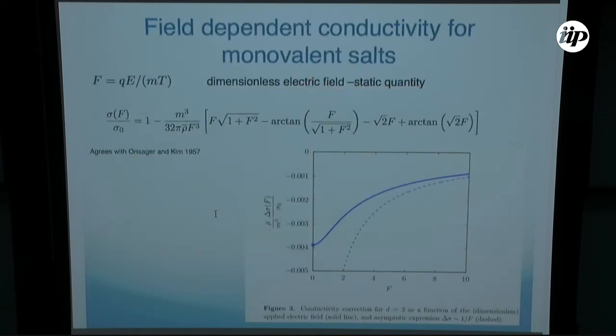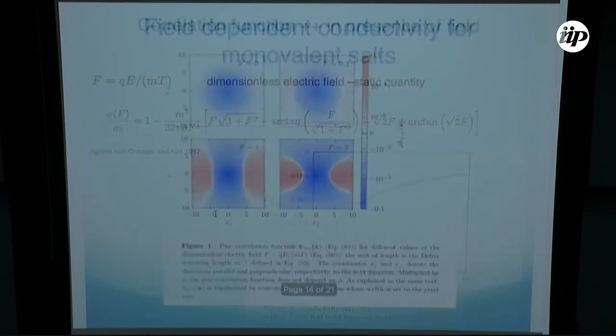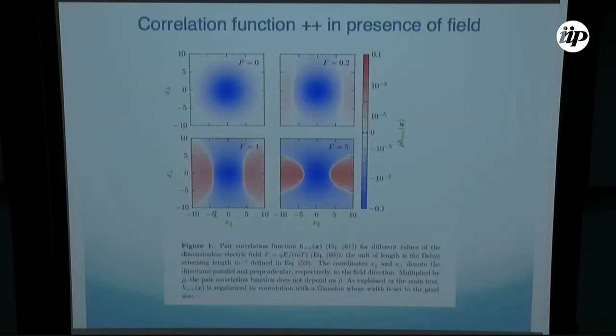Okay, and the thing is, you can do the full outer equilibrium calculation as well. So if you have this dimensionless electric field, this is a static quantity. So this is the calculation that Onsager and Kim did in 1957. You can get the whole of the Onsager opus on conductivity very simply just from this stochastic density functional theory. And the other thing is, it's nice, you can look at correlation functions as well, okay?